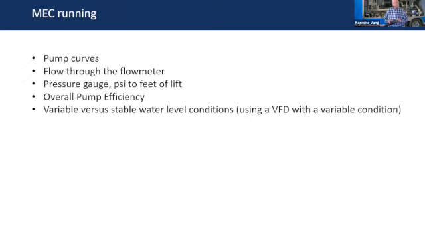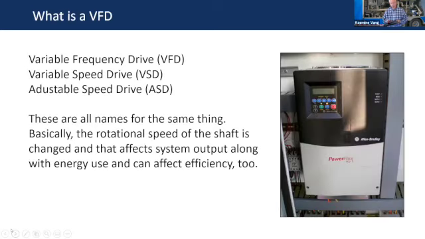And so we'll have the MEC running, and we'll show you pump curves, we'll show flow through the flow meter, we'll show pressure on the gauge, and then we'll convert it to feet of lift or total dynamic head. Your OPE will be shown, and we'll be doing some examples with a VFD with a variable fluctuating water table. And I'll show you how a VFD can sometimes help overcome that. Some farmers here in California are now utilizing that, especially when they have a variable water level aquifer that changes levels. So before we get to this first one, let's do our quick tour of the MEC for those of you that weren't on the earlier session.